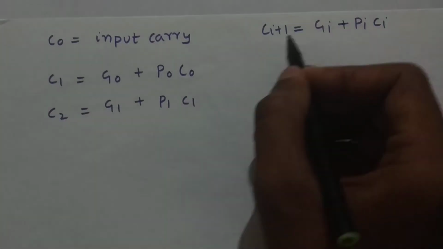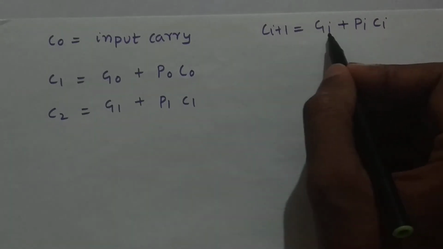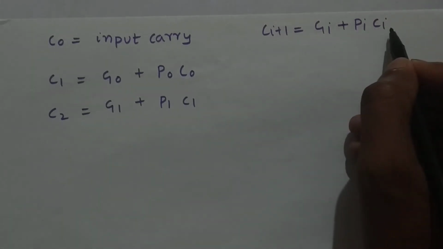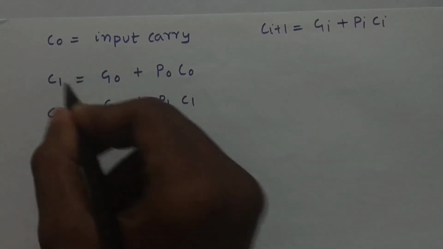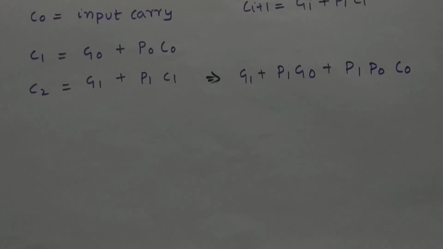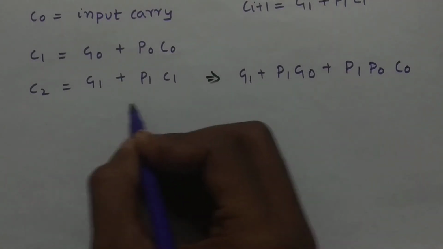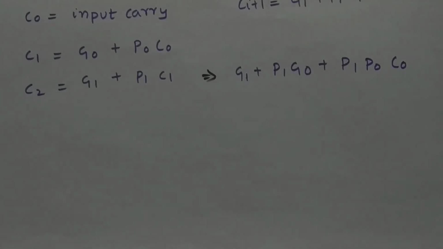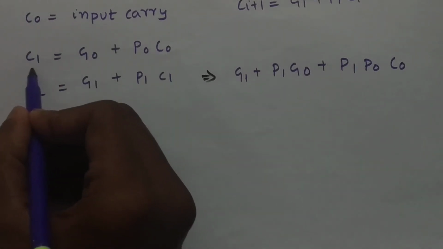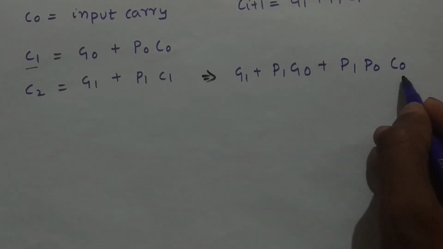Now substitute i equals 1, so C2 equals G1 plus P1 into C1. Now what is C1? C1 is this, so substitute C1 over here. This is the value for C2 after substituting C1. But you can notice one thing: our aim is not to use the previous carry value. Our aim is not to use C1 over here.